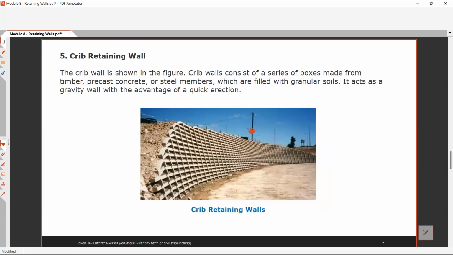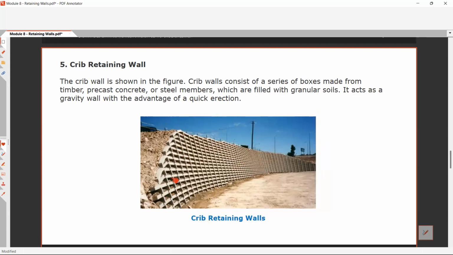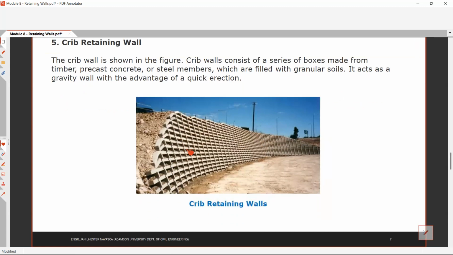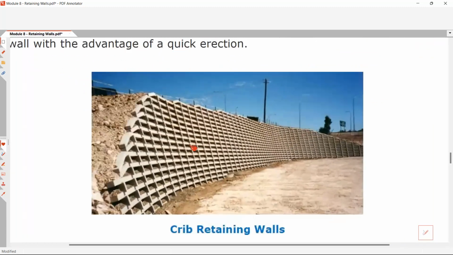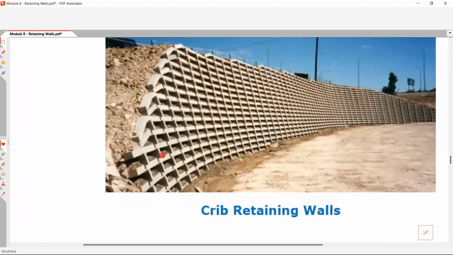Next one, we have the crib retaining wall. Okay, the crib retaining wall is shown in the figure, is given by this one. The crib walls consist of a series of boxes made from timber, precast concrete, or steel members, which are filled with granular soils. So it acts as a gravity wall with an advantage of a quick erection. Yung crib retaining wall is para siyang geogrids. Para siyang mga grids, this one, mga grids yan.